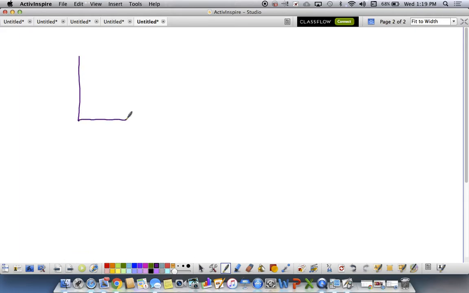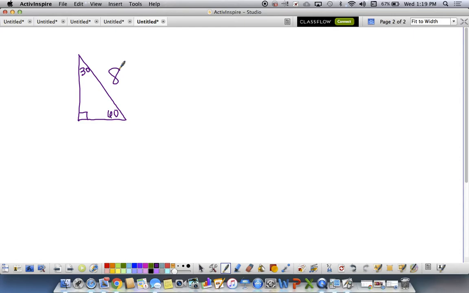And I'm just going to draw the half, the 30, 60, 90 degree triangle. Okay? Now, if I give you the hypotenuse is, let's just do 8. Can you find the two other side lengths?